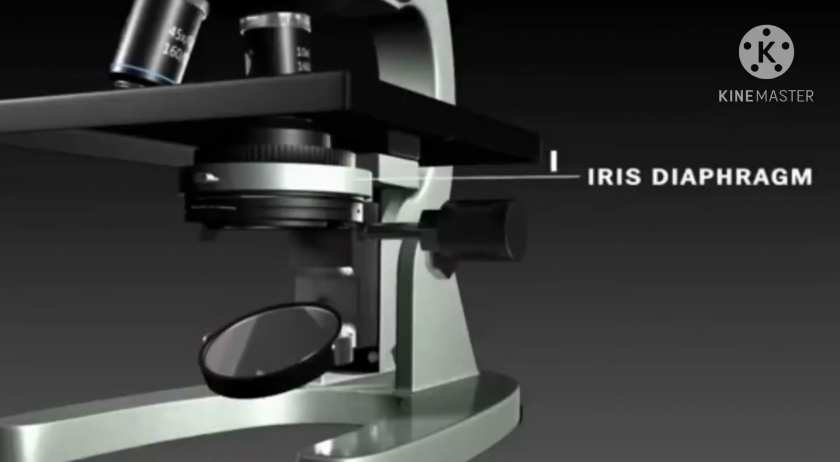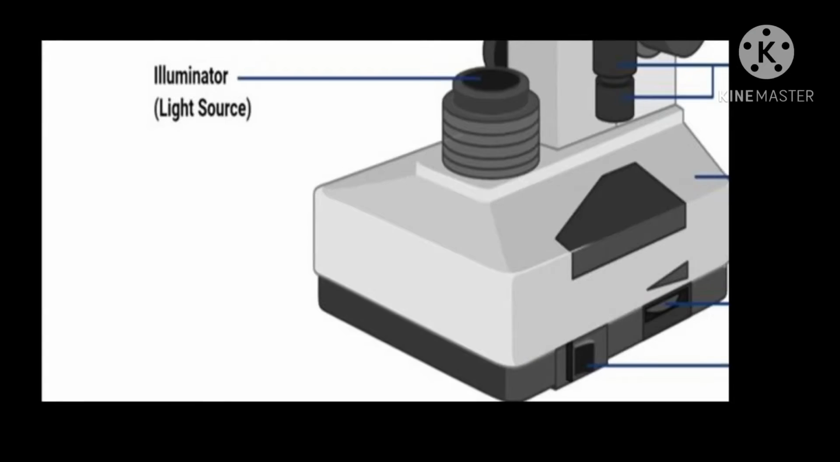Iris diaphragm is used to adjust the amount of light that reaches the specimen. Condenser. It gathers and focuses the light from the illuminator on the specimen which is being viewed. Next is the illuminator. The illuminator is a light source for the light microscope.